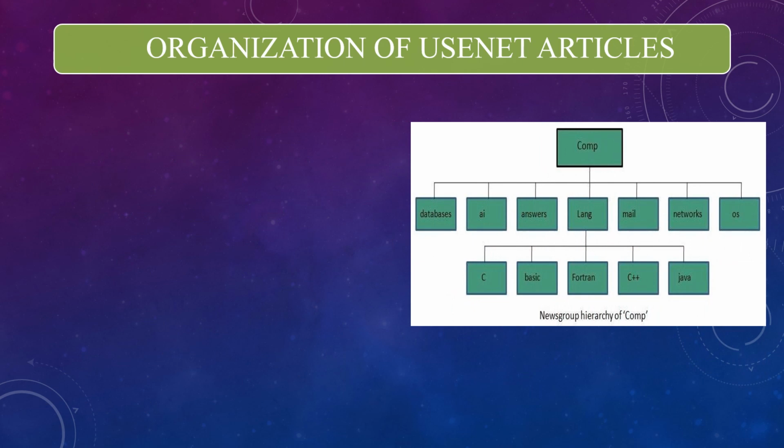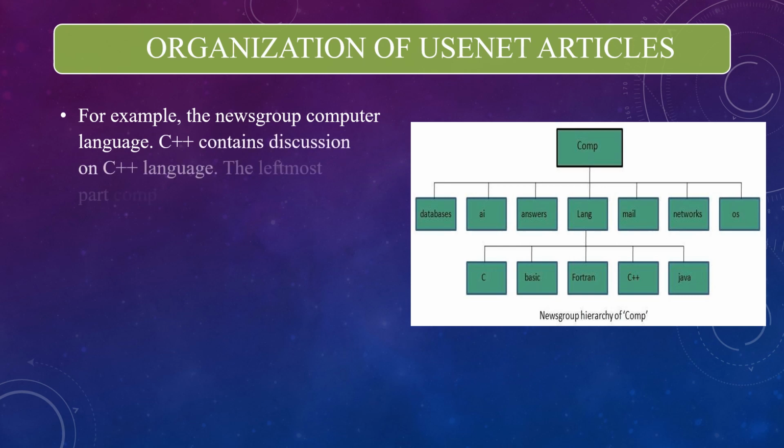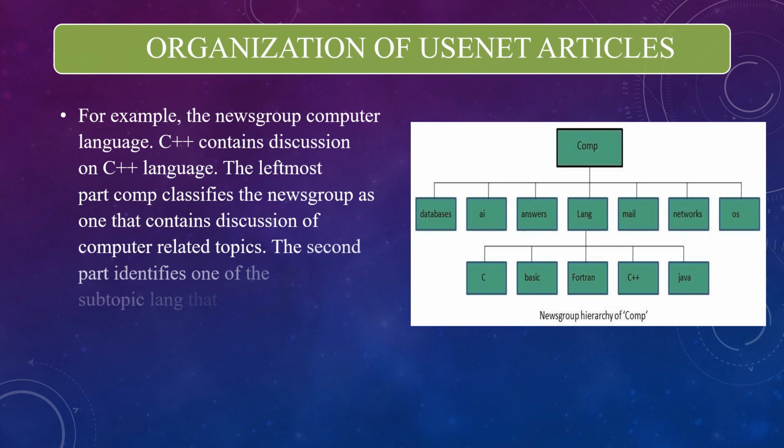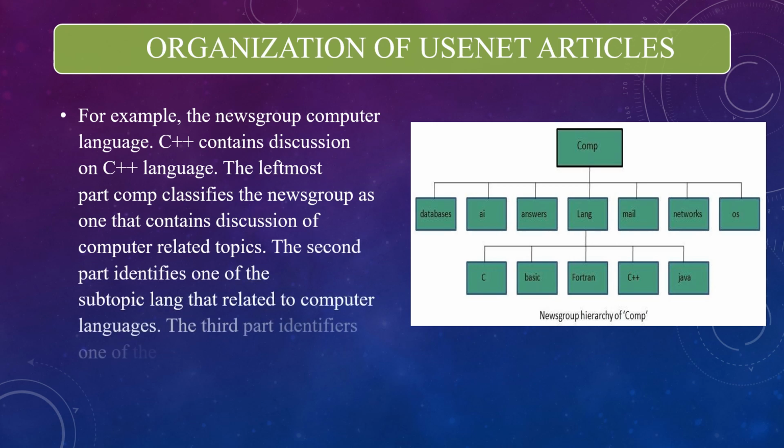Moving forward, let's continue with the organization of Usenet articles. For example, the newsgroup comp.lang.c++ contains discussion on the C++ language. The leftmost part, comp, classifies the newsgroup as one that contains discussion of computer-related topics. The second part identifies one of the subtopics, lang, which relates to computer languages. The third part identifies one of the computer languages, in this case C++.